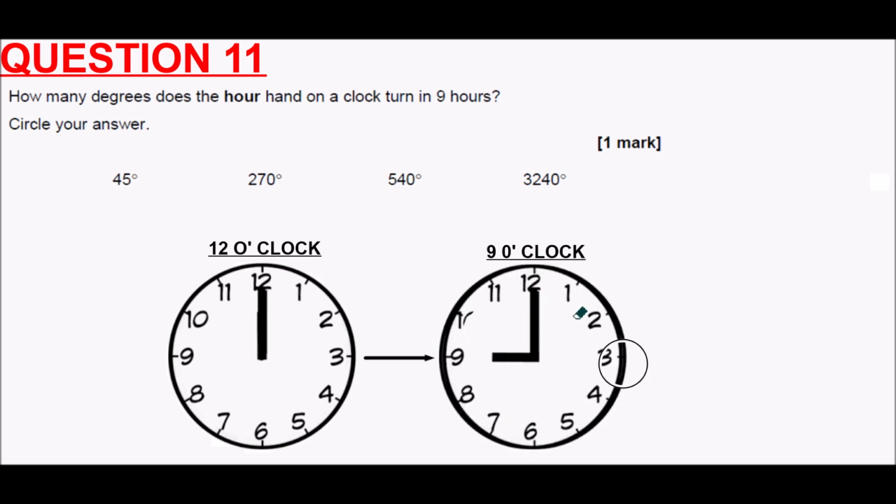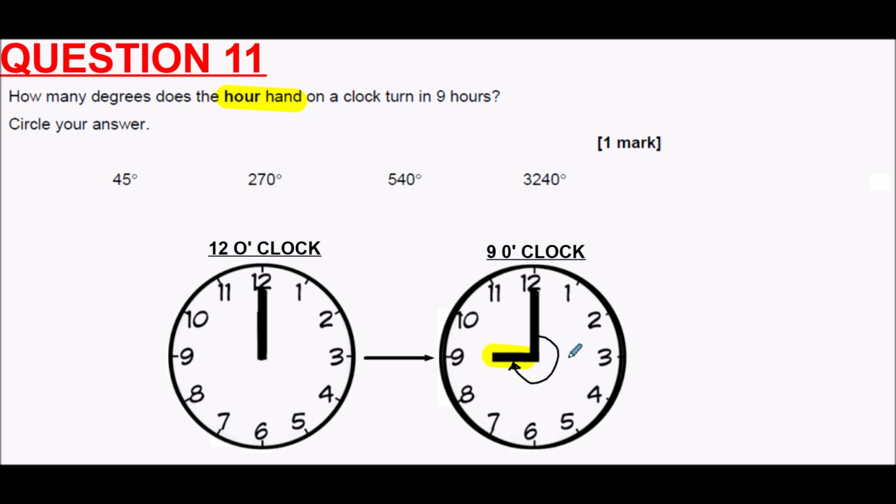So the hour hand is the smaller hand on a clock. So the hour hand is going to be this one here. So you can just see it at 12, it's pointing at 12. So in 9 hours what's going to happen is it's going to turn from facing 12 all the way around to 9.